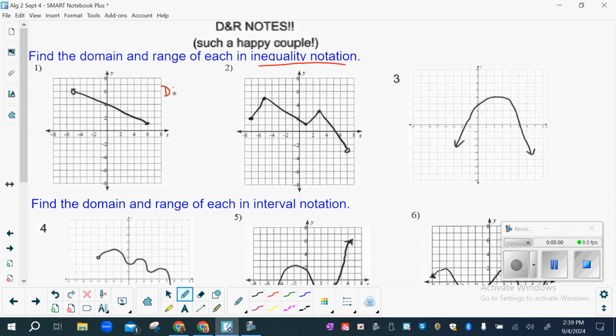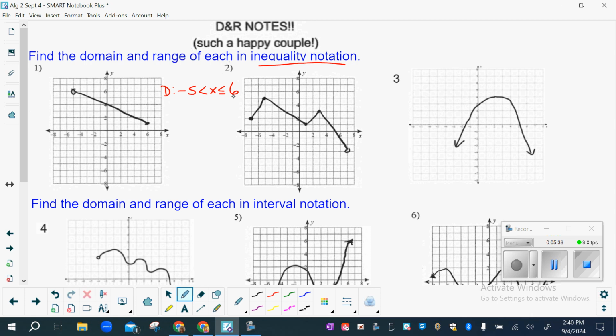And then what is the farthest left? -5, good. And would it be less than or less than or equal to? Less than or equal to, and x, because it's domain. And then what's my largest x value? 6. Less than or equal to? Less than or equal to because it is closed. Does that make sense? It's a little harder when we're doing both the domain and the range.